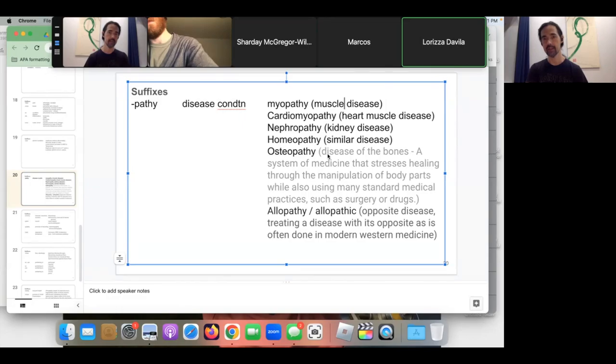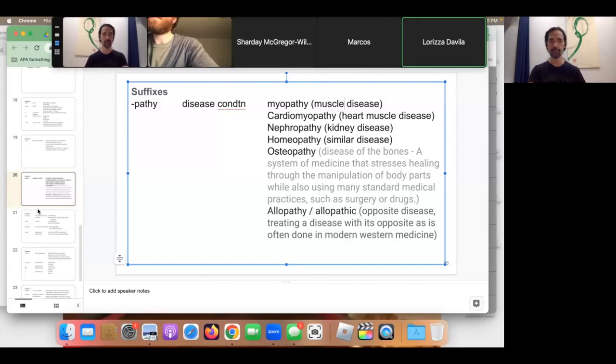Okay, and then osteopathy literally means disease of the bones. But really, a better definition is a system of medicine that stresses healing through the manipulation of body parts while also using many standard medical practices such as surgery and drugs, meaning it's within an osteopath's scope of practice to do certain kinds of invasive procedures, including surgeries, and to administer pharmaceuticals.